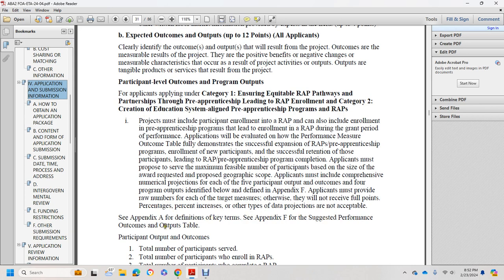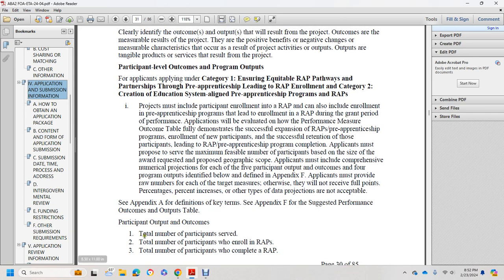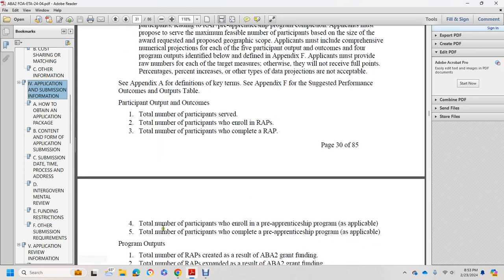Appendix F has the suggested performance outcome and output table. The participant outputs and outcomes: 1. Total number of participants served. 2. The total number of participants enrolled in the registered apprenticeship program. 3. The total number of participants who complete the registered apprenticeship program. 4. The total number of participants who enroll in the pre-apprenticeship program, if applicable. 5. The total number of participants who complete the pre-apprenticeship program, if applicable.